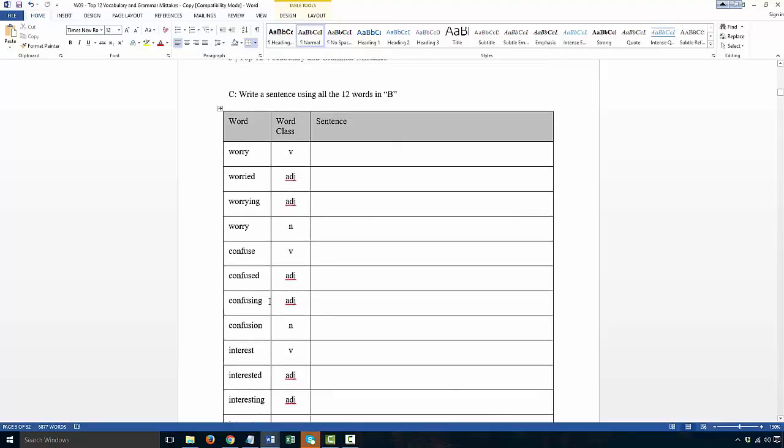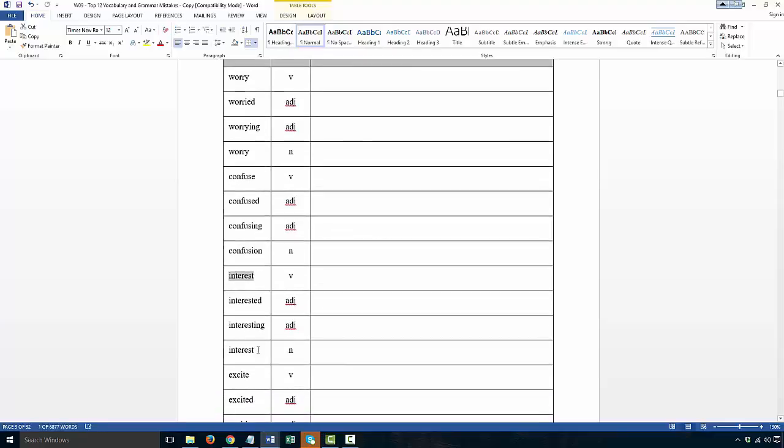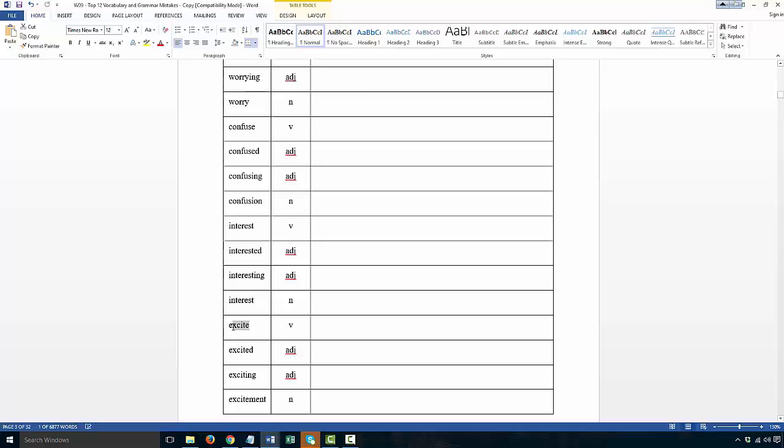All right. So you have to understand the different word classes, and then I want you guys to create a sentence using these different words. Okay. So just take note: worry can be a verb and can also be a noun here. Confuse is a verb, but the noun is confusion. Interest is a verb and also a noun. Excite is a verb, but the noun version is excitement.